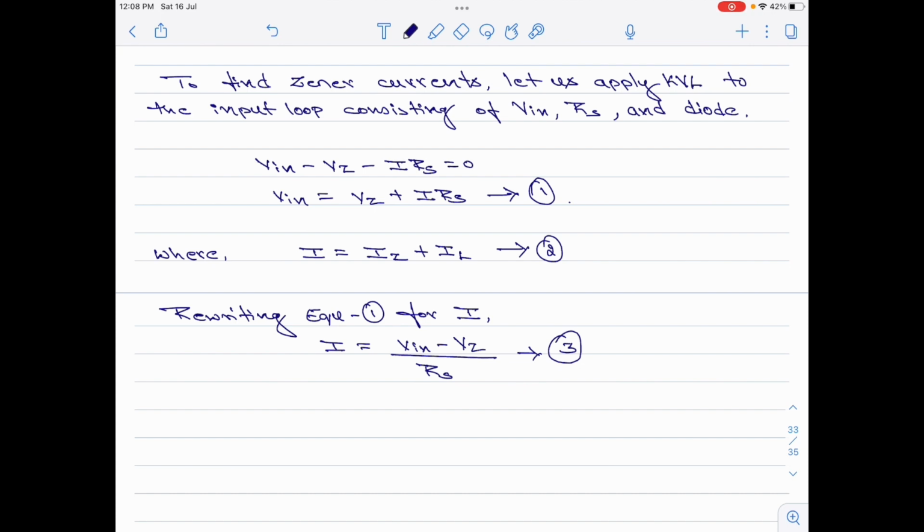Please note the value of V in is given. It ranges from 20 to 40 volt. The value of Vz is given and it is equal to 10 volt. The value of Rs is also given, which is 900 ohms. So, now I will substitute V in as V in minimum, which is 20 volt, and thereby I will obtain the I minimum value. In a similar fashion, by substituting V in as V in maximum, which is equal to 40 volt, I will obtain the I maximum value.